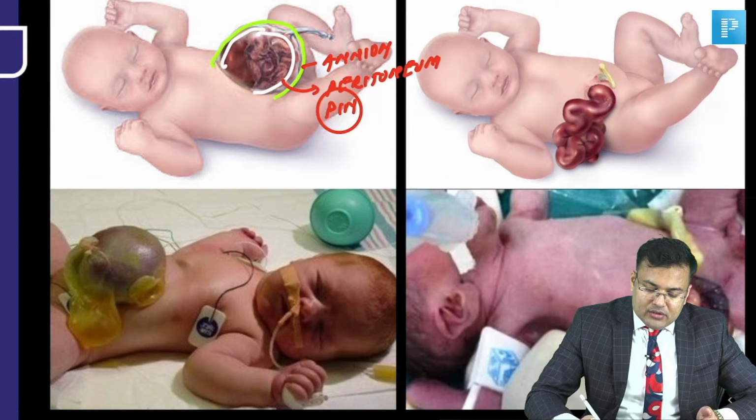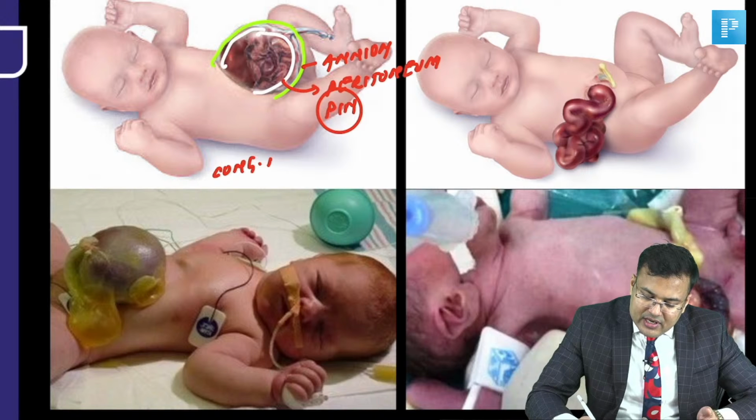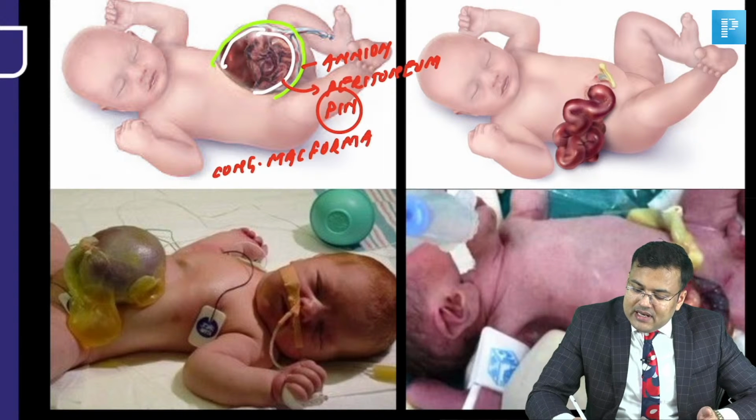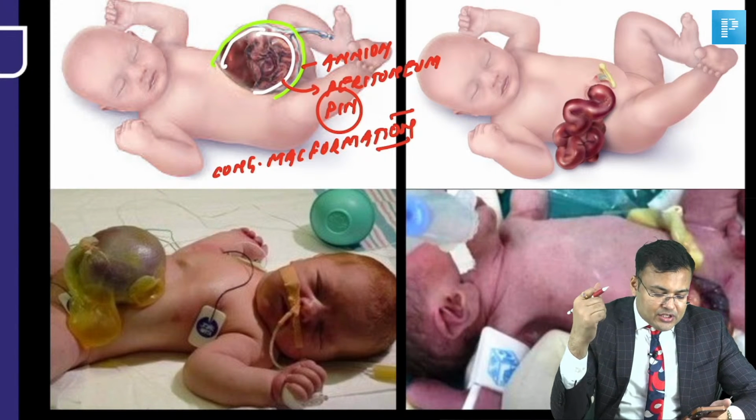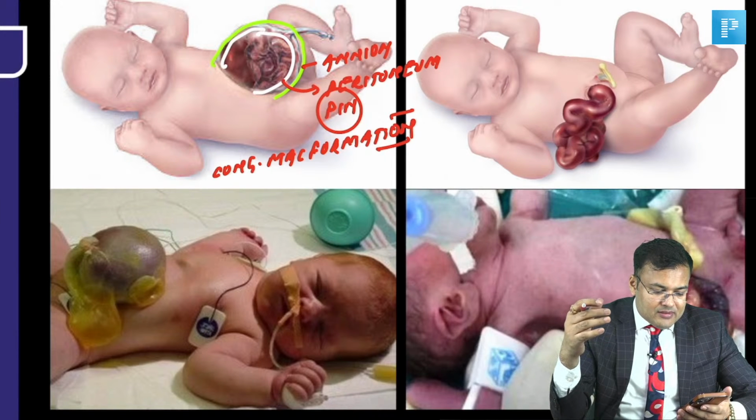Important point, why omphalocele is having poor prognosis? Because it is associated with congenital malformations. Can anybody tell me in the comment box what is the most common congenital abnormality seen in omphalocele? Guys, tell me, I'm waiting. Most common congenital abnormality seen in patients of omphalocele. Tell me, most common.